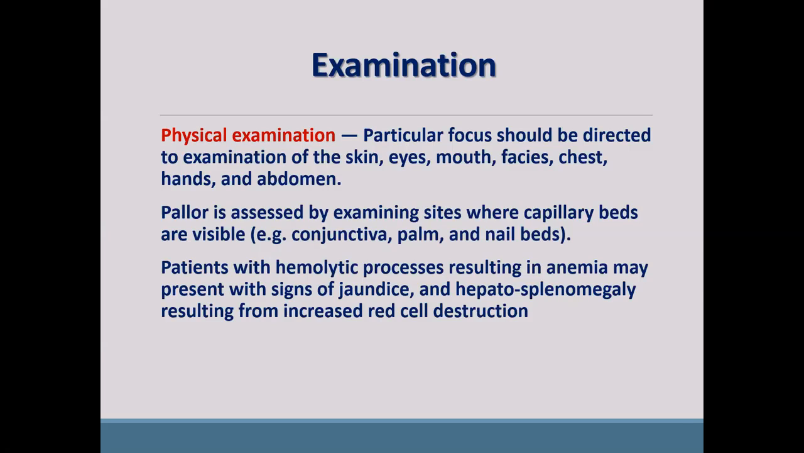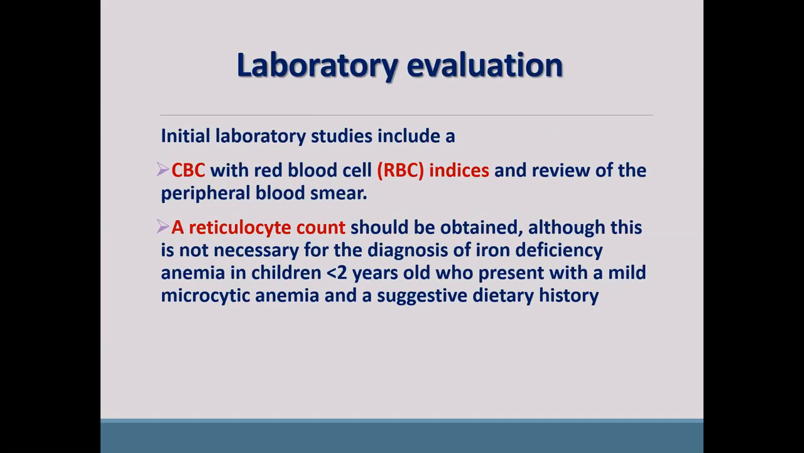Patients with a hemolytic process resulting in anemia, as we mentioned, may present with signs of jaundice and hepatosplenomegaly, resulting from increased red cell destruction and extramedullary hemopoiesis, like in thalassemia. So now we start with laboratory evaluation.